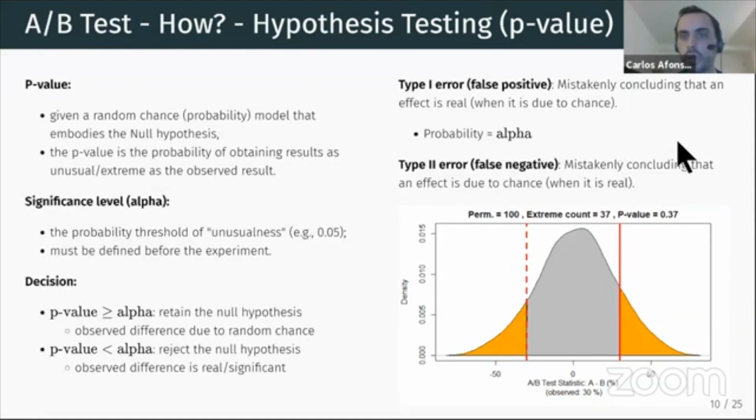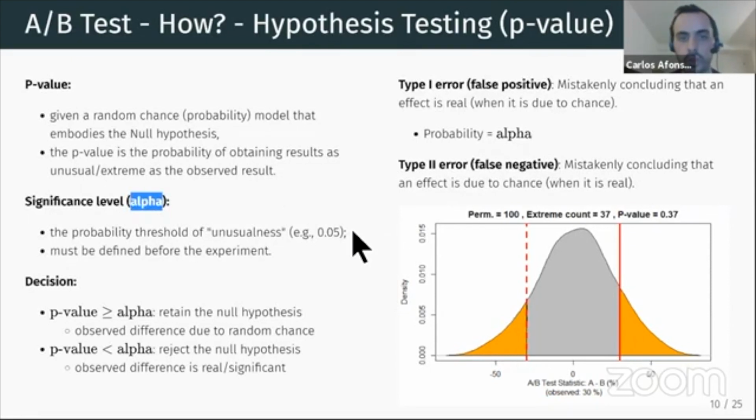So a false positive is concluding that the difference we observed was significant, was real. There was a real difference between A and B, when in reality, there was not. The difference was just due to chance. That's a type 1 error or a false positive. And alpha, the parameter alpha, represents the probability of making that type 1 error.